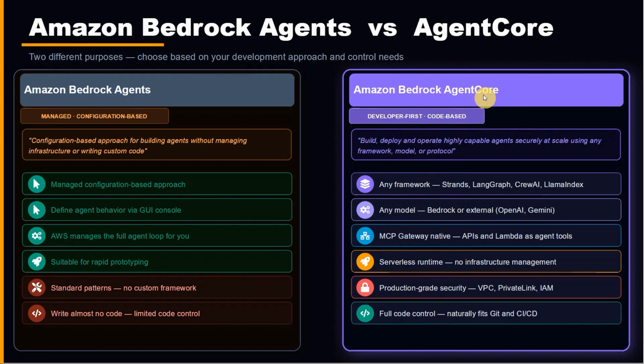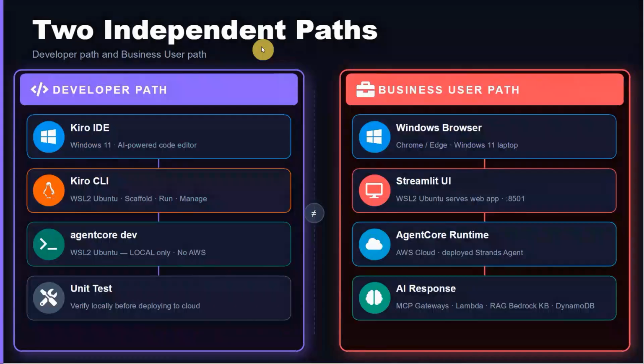In our workshop, we are going to be exploring this AgentCore. The other thing we cover in our workshop is 2 paths. One is a developer path and the second is a business path. In the developer path, we are going to utilize the Kiro IDE, Kiro CLI, and unit testing using AgentCore Dev. In the business path, we will be using the Windows browser for the Streamlit UI, which will tap the AgentCore runtime and, of course, AWS cloud technologies.